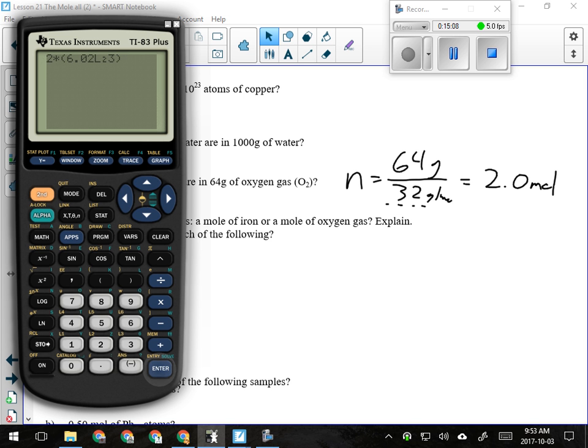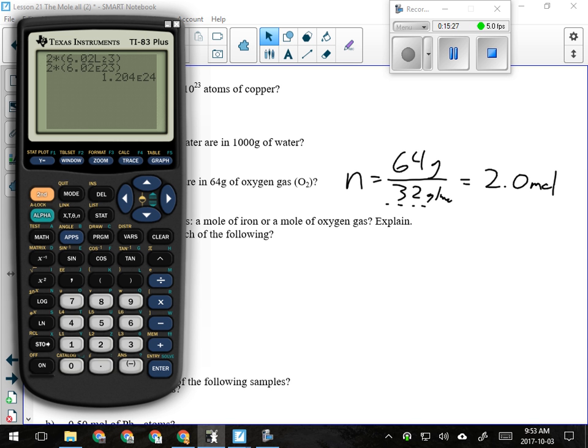So 2 times 6.02 E23. Whoops, what did I do wrong? No, that's not what I want. 2 times, there we go, 23. All right, so I get 1.204 times 10 to the 24. That's how many molecules of oxygen gas I have.